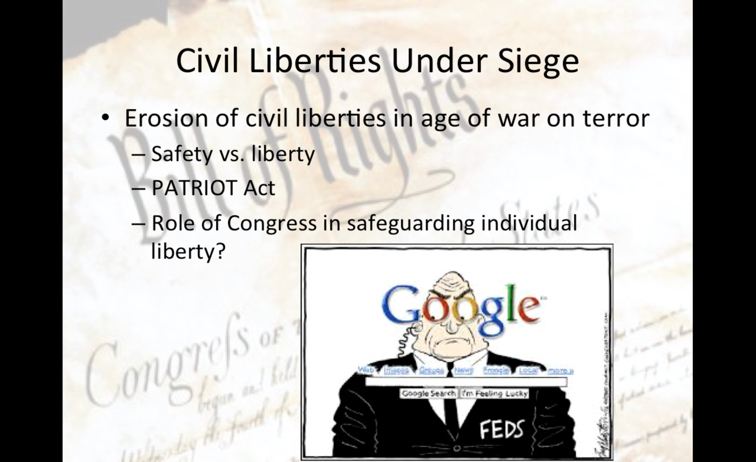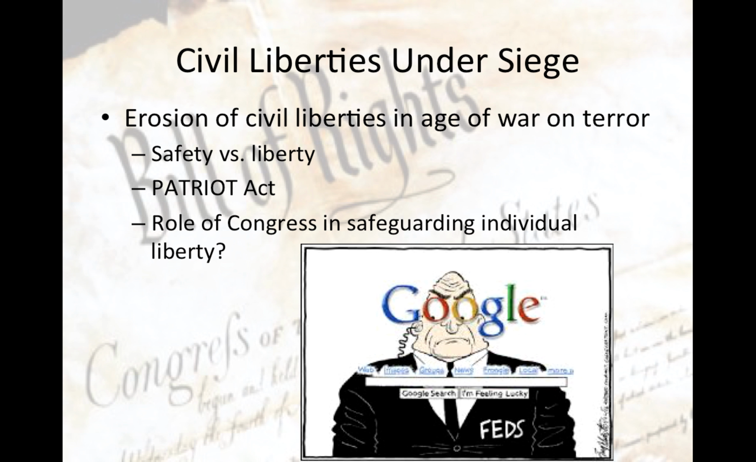So, are our civil liberties under siege? Right? Some would say yes. Some would say no. If you look at the Patriot Act, I think you could very strongly argue that yes, civil liberties are being eroded because of the war on terror. The war on terror is such a big thing. We talk about foreign policy a little bit later, and domestic policy too.